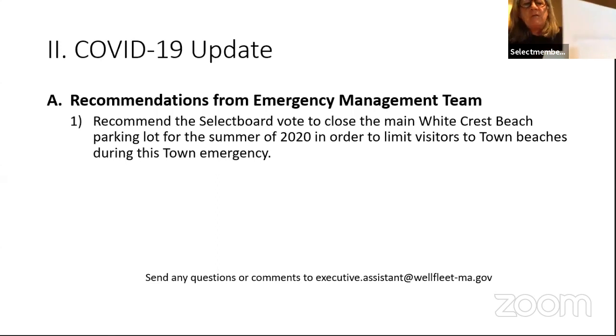This will severely impact a significant source of revenue for the town, which is to say it's going to hurt. But in closing the parking area at White Crest to day trippers and short-term renters, we will lessen our guest population during the summer, giving us a slight advantage in tamping down the COVID crisis. We will not be the first town to do this, but let us be a town who shows responsibility to our residents and non-resident taxpayers. Hopefully, Marconi Beach will remain open for day passes, but come out of the box, do this before Memorial Day, and support the emergency management team's recommendation to do this and do it now. Thank you.